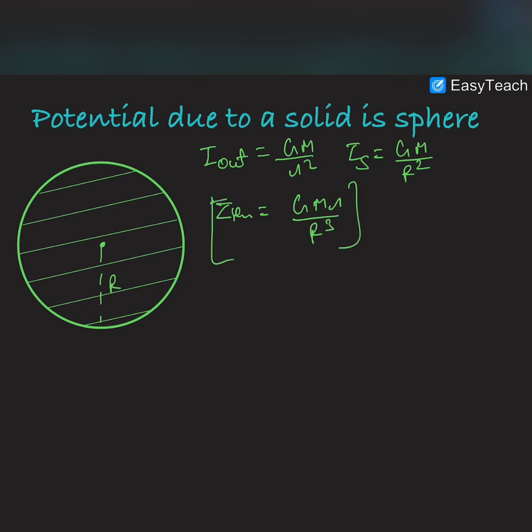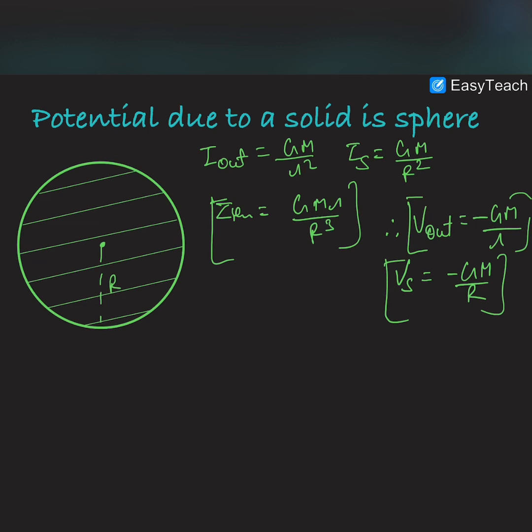Okay, so we can predict that the formula of gravitational potential due to this solid sphere outside as well as on the surface would be the same as was in the case of hollow sphere, and therefore we can say that V outside will be equal to minus of GM by small r, and V surface will be equal to minus of GM by capital R. Now we have to find out the potential due to a solid sphere inside the sphere.